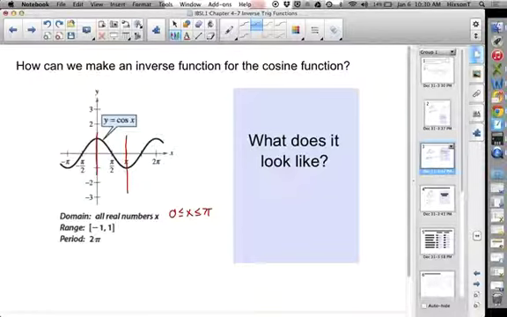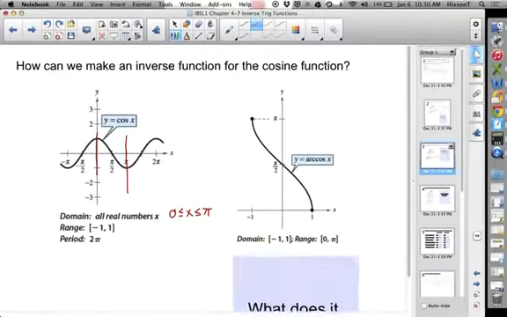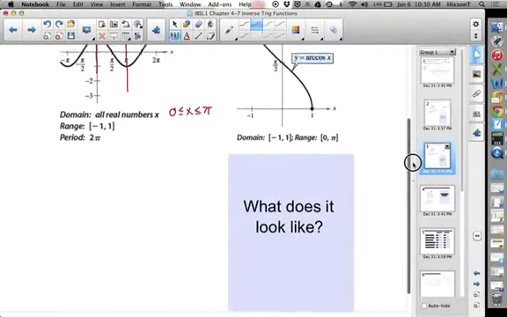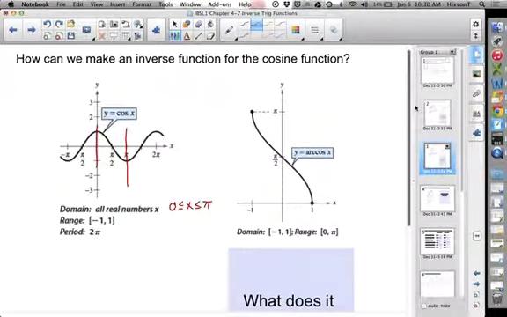So, tell me, what's the domain of our arc cosine going to look like? Negative 1 to 1. What's the range of our arc cosine going to be? 0 to pi. Okay? 0 to pi. That's what that looks like.